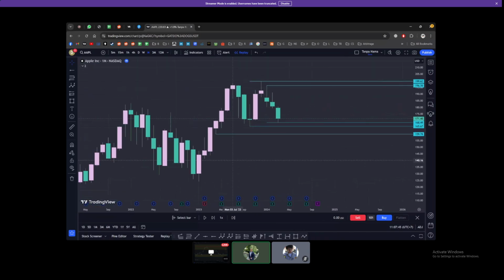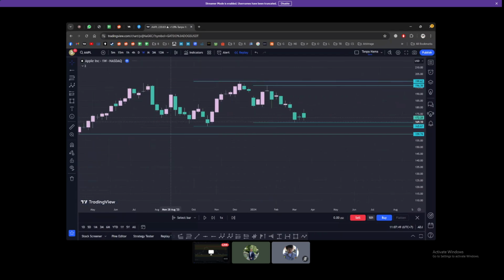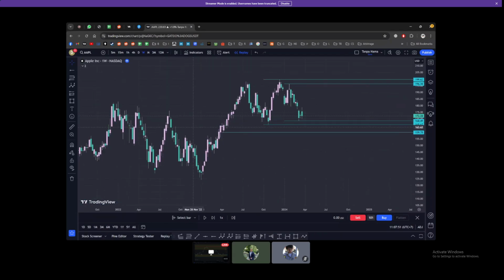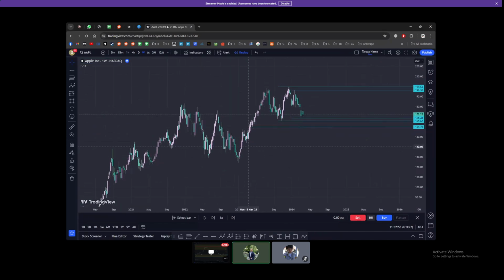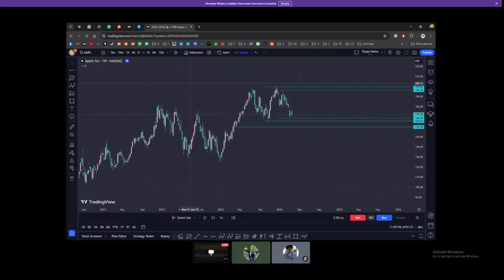Now go on the weekly chart, zoom out. So you see the weekly bullish order block, the same weekly bullish order block we were using a year ago. That same weekly bullish order block is going to save the market. So you're basically keeping your stop loss below the weekly bullish order block.